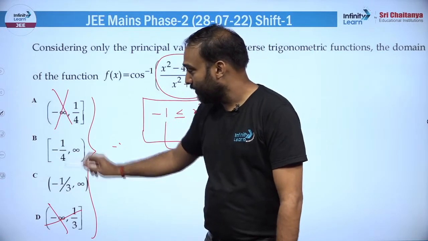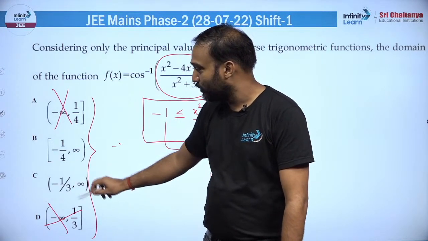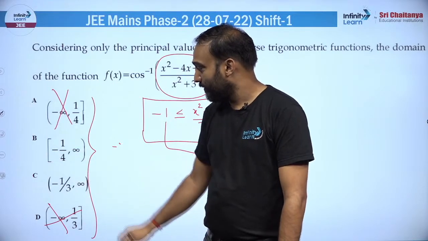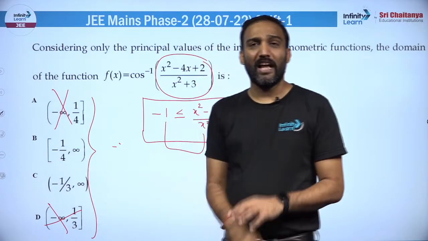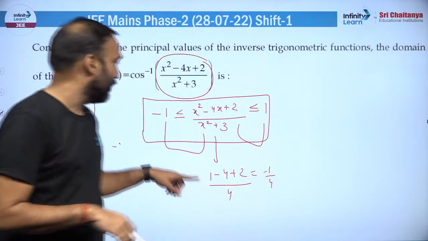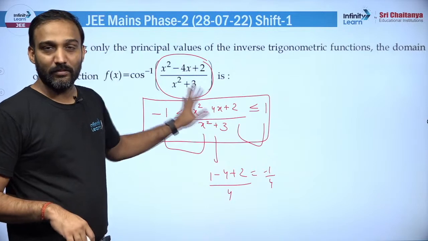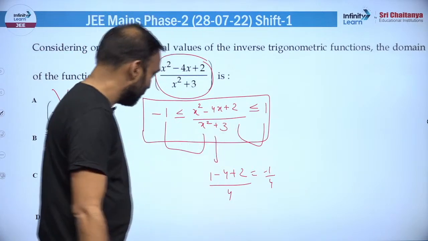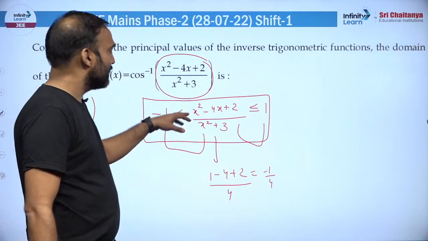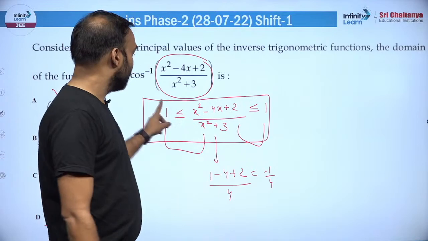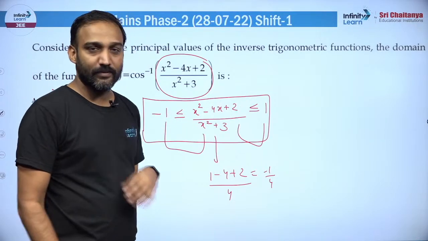So -1/3, -1/4. What is the difference between these two? I have a close bracket at -1/4. This is -1/3. So I can take any value that lies between -1/4 and -1/3, and I can put that value over here. If that fraction comes between -1/2 and 1, I'll get my answer. Otherwise the other option would be the answer. So you can put the values of x lying between -1/3 and 1/4 and you can check. Otherwise we can solve these two inequations, right?